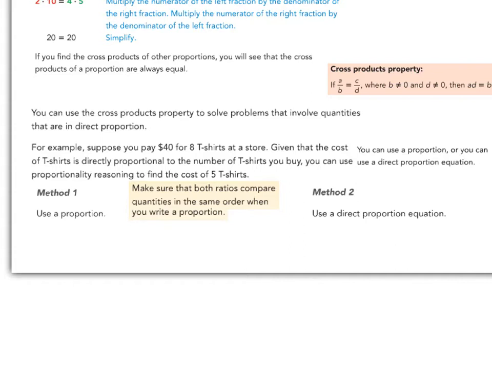Okay, so they want us to set up a proportion, which is what we actually did. This is a review of what we've already done. So you can make sure that both ratios compare quantities in the same order when you write the proportion. So what we're going to do is dollars over shirts, just like we did in chapter 7. Okay, so it's telling us you pay $40 for 8 shirts.